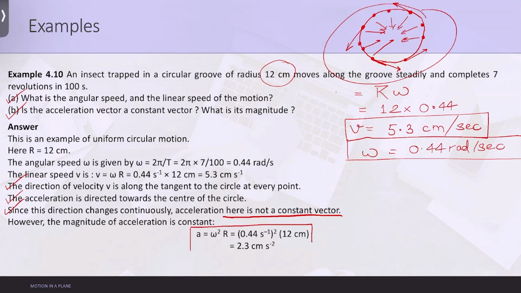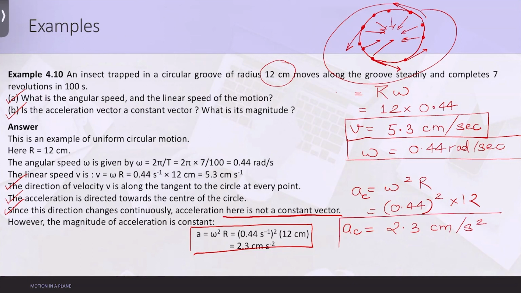So what is A? A is nothing but equal to omega square r, or we can also do it by v square by r. Just putting the values, A is equal to omega square r, which is 0.44 squared into radius, which is 12. As the radius was in units of centimeters, the answer is obtained in centimeters per second squared. Hence the magnitude of the acceleration is 2.3 centimeter per second squared.